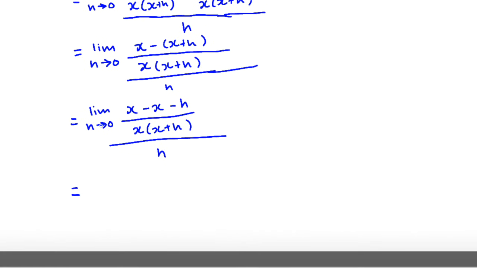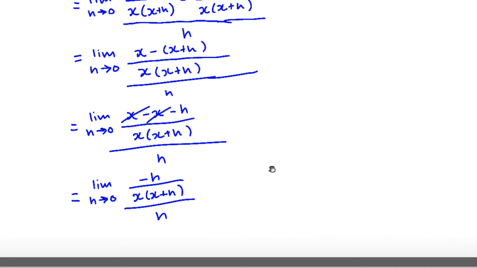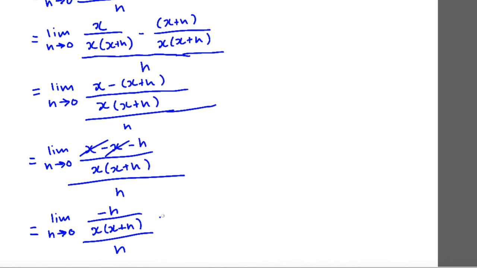Okay, we're almost getting there. x minus x is 0, so we've got the limit as h approaches 0 of minus h on x times x plus h, all divided by h. We're almost getting there if we head over here.